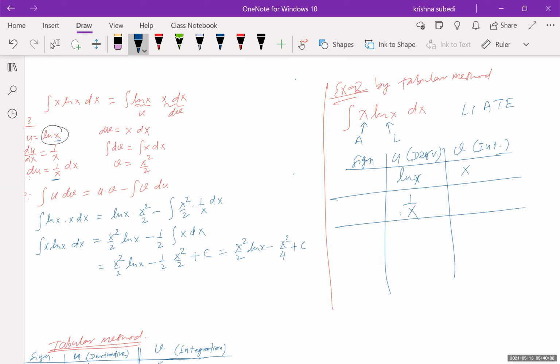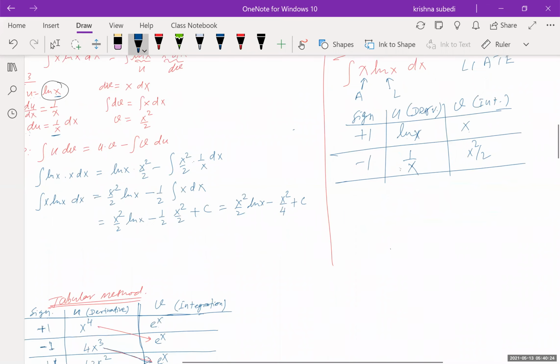So now we will stop there because we already noticed that the function changes its type. Now, all you need to do is find the integration for that x, which is x squared over 2. So now your sign is +1, -1, and you are almost done. Go from here to there, and the last goes with the last one. Keep that in mind.